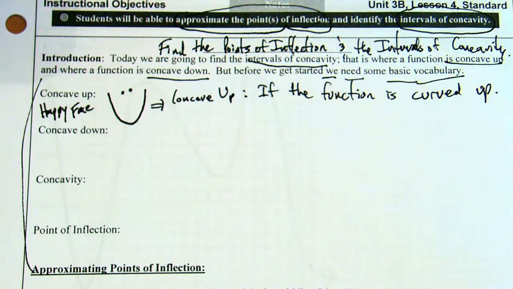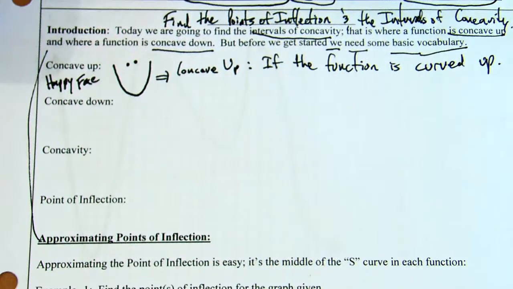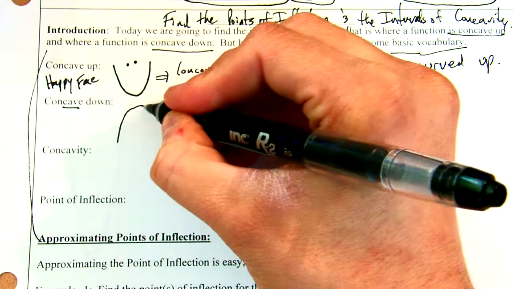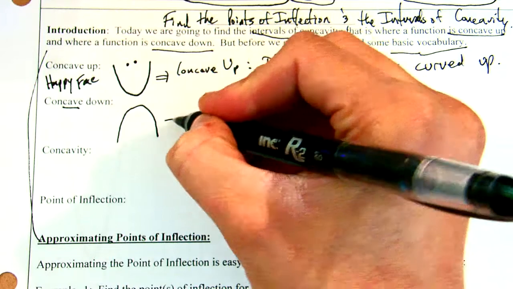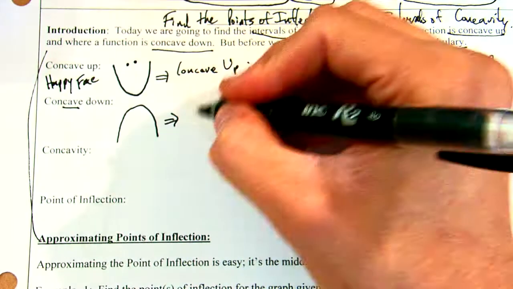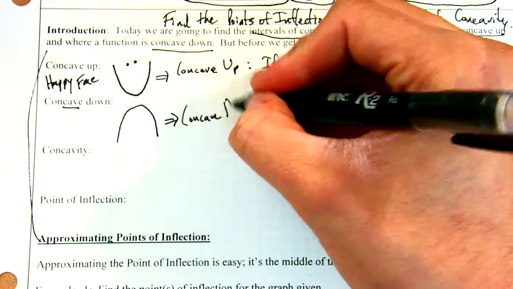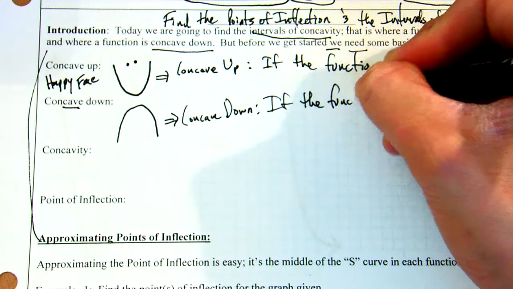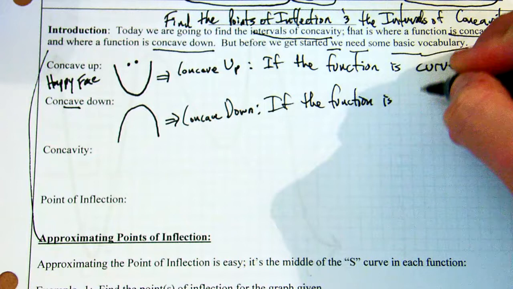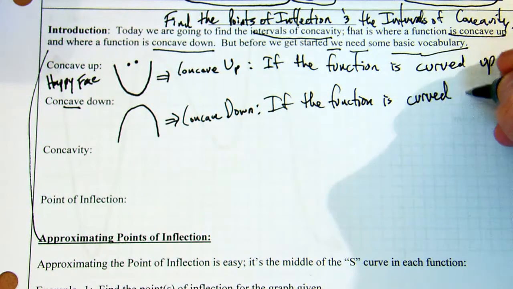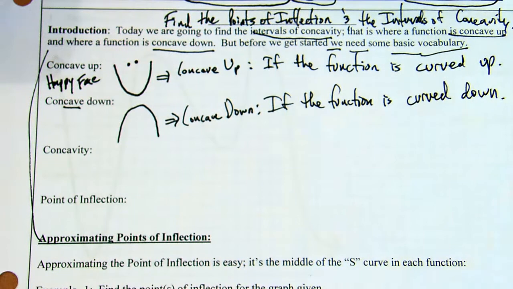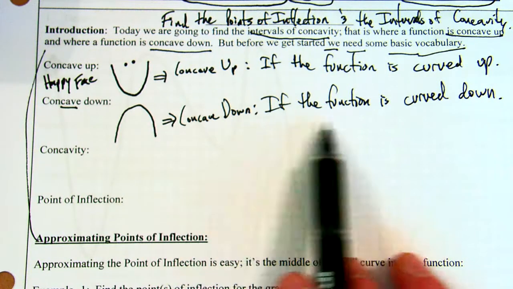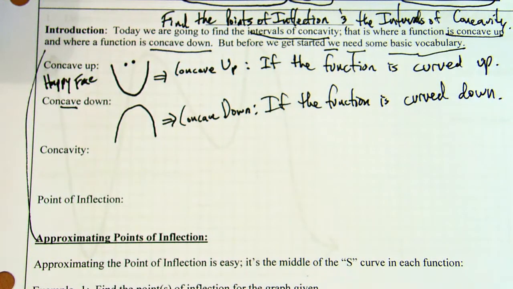Now, we're going to do concave down. Now, clearly concave down is when a cave is going what? Down, right? This curve is said to be concave down. And something is concave down if the function is curved down. Alright? Now, this is completely imprecise, okay? We don't have the tools to define it precisely yet. However, it's easy to visualize this.